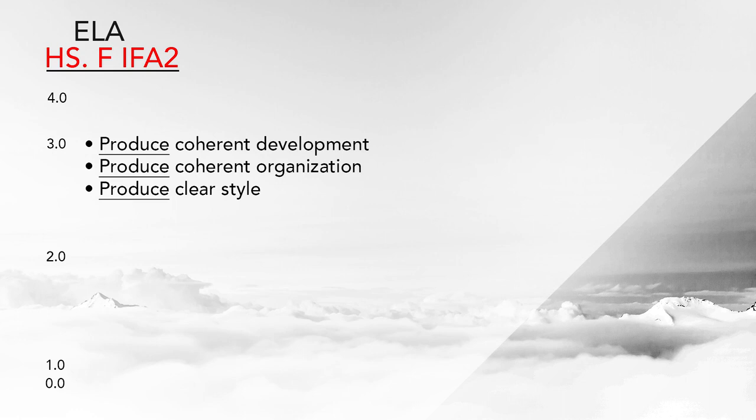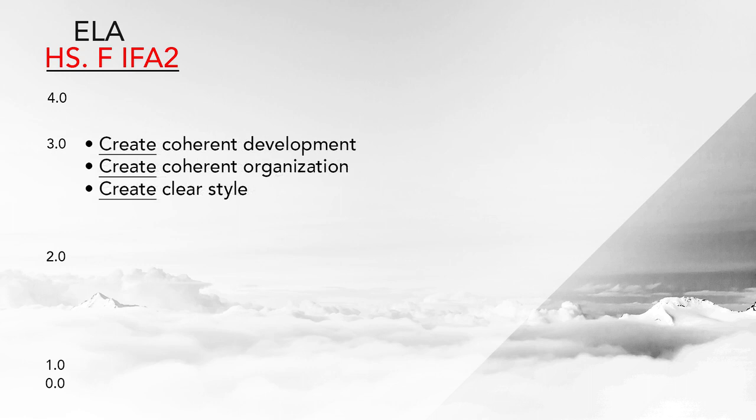They have to produce. Now I look at the produce, that verb, and I'm not too sure about it being observable and measurable. So do I want to just say produce these pieces, or maybe I want to say create? Okay, they have to generate, or they have to create. So they have to create coherent writing with development that's appropriate to the task. And they have to create coherent writing in which the organization is appropriate to the task. And they have to create clear writing in which the style is appropriate to the task.